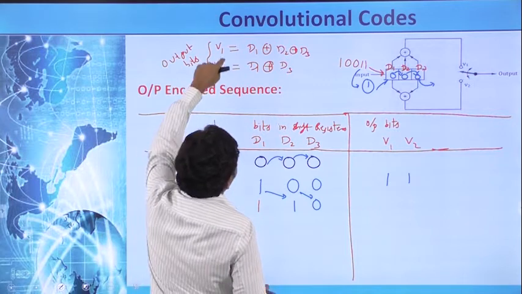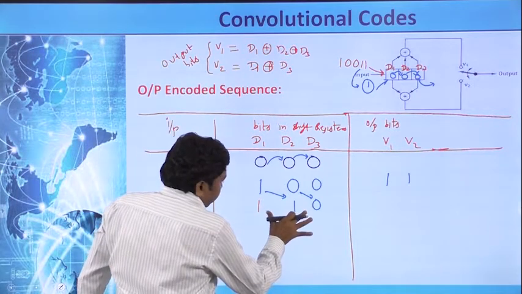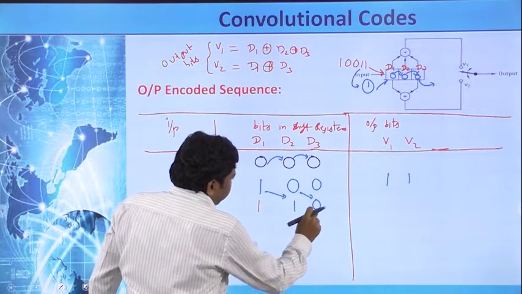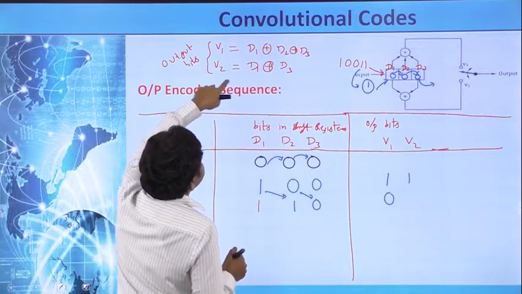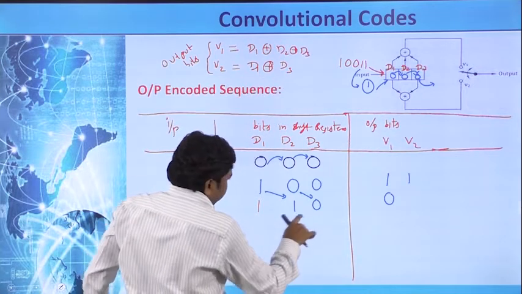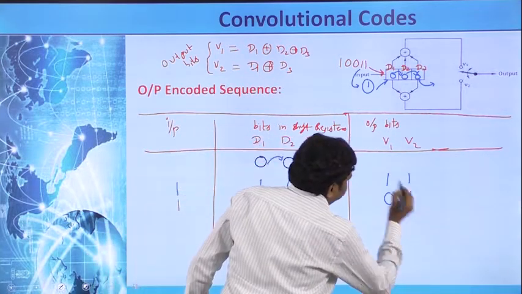What is the value of V1? V1 is the sum of these three, that is 1 plus 1 plus 0, which is equal to 0. V2 is the sum of the first one and last one, so 1 plus 0, which is equal to 1.